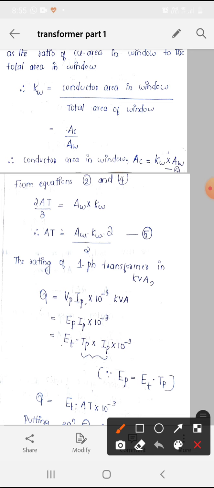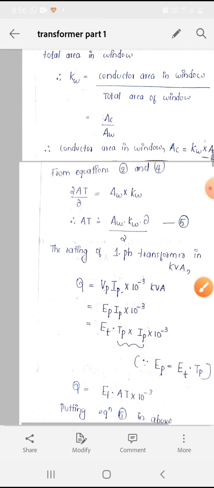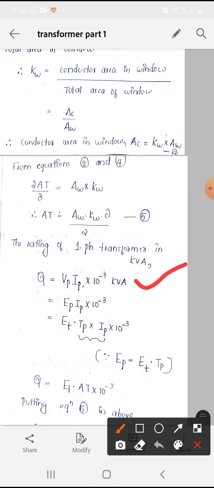Now next we need to know the rating of a single phase transformer in kVA. The rating of a single phase transformer in kVA is given as what? Q is equal to Vp Ip into 10 raised to minus 3 kVA. So you don't need to change it into kVA. It is already changed into kVA by the 10 raised to minus 3 factor. So you need to be careful here. So Q is equal to Vp Ip into 10 raised to minus 3 kVA. So this Vp Ip can be replaced as Ep Ip into 10 raised to minus 3.